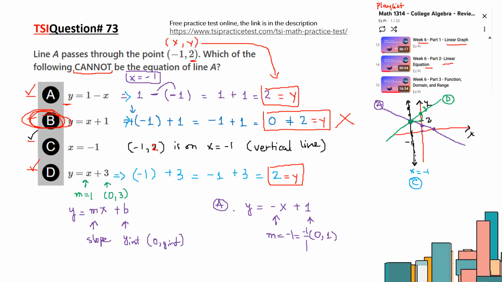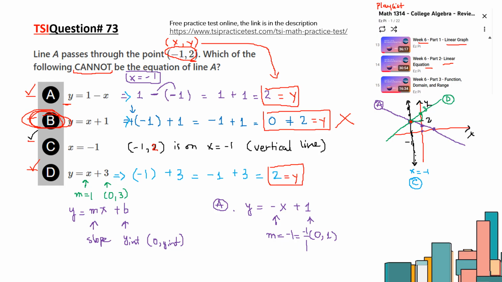Okay, and how about B? Let's draw B to see if it's not crossed at all. So the point we are looking at is -1, 2, which is the red point right there, right? So which line does not go through or pass through that point, okay? So we have A, C, and D passing through the point -1, 2. So let's draw B to see why it is not the correct answer, okay?